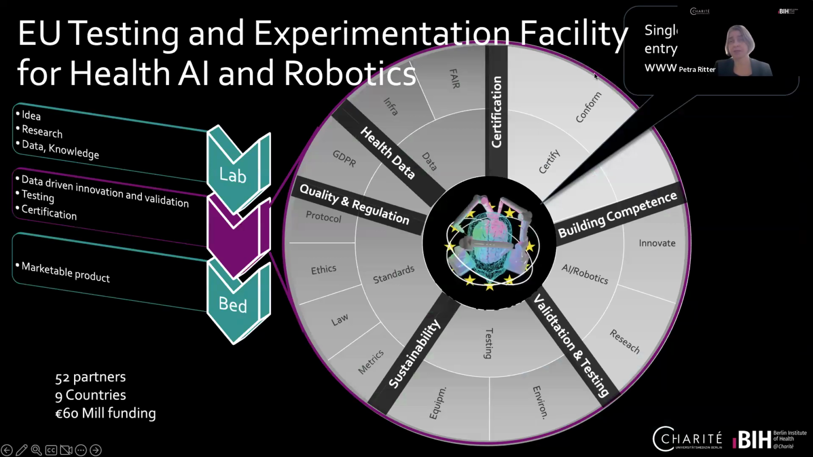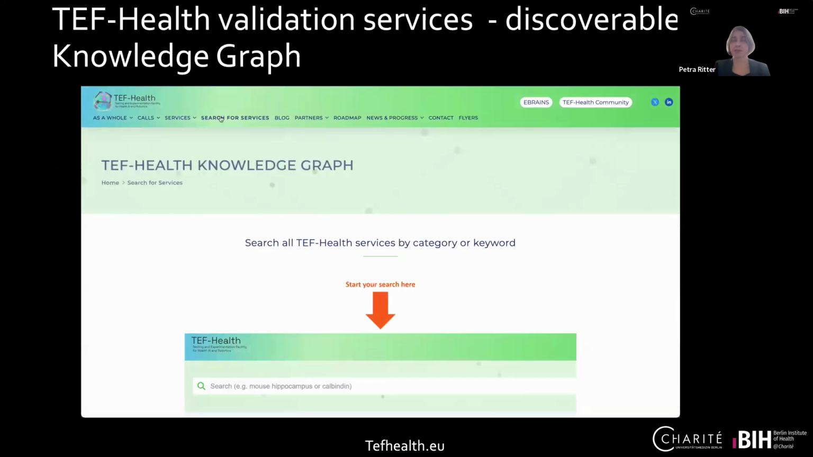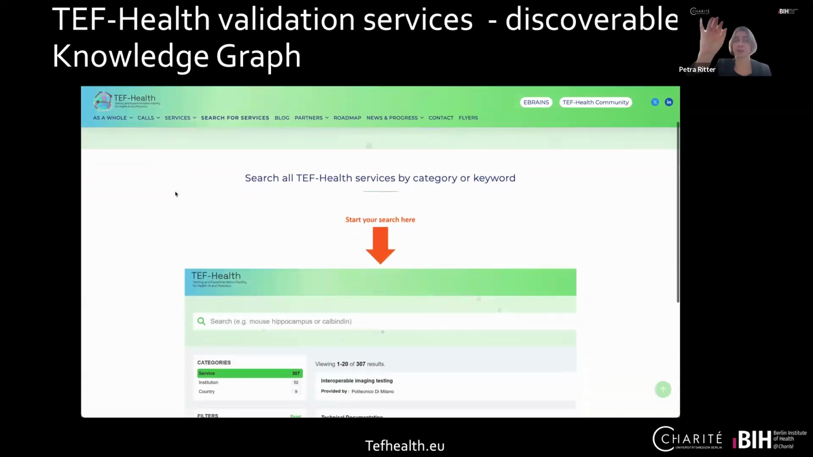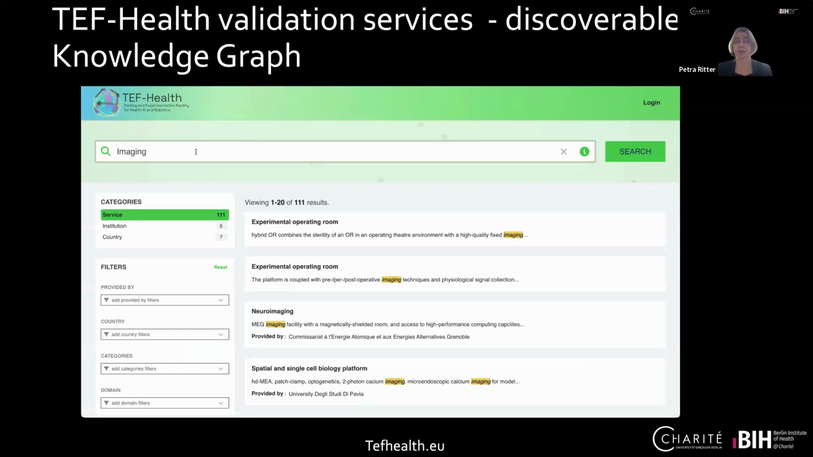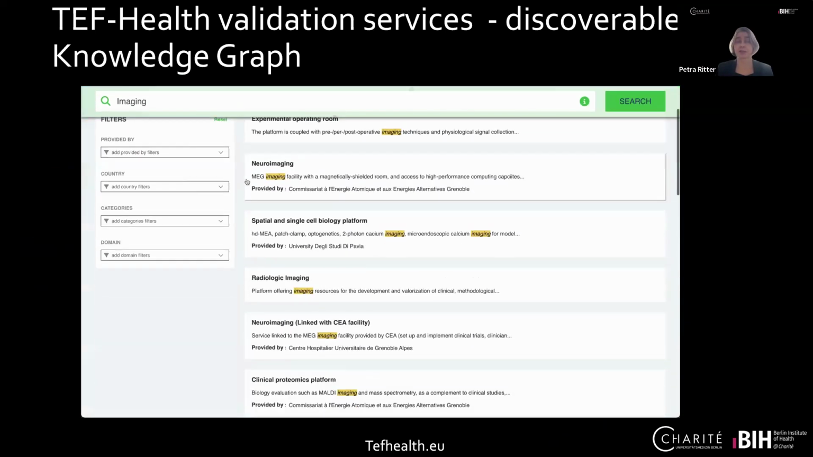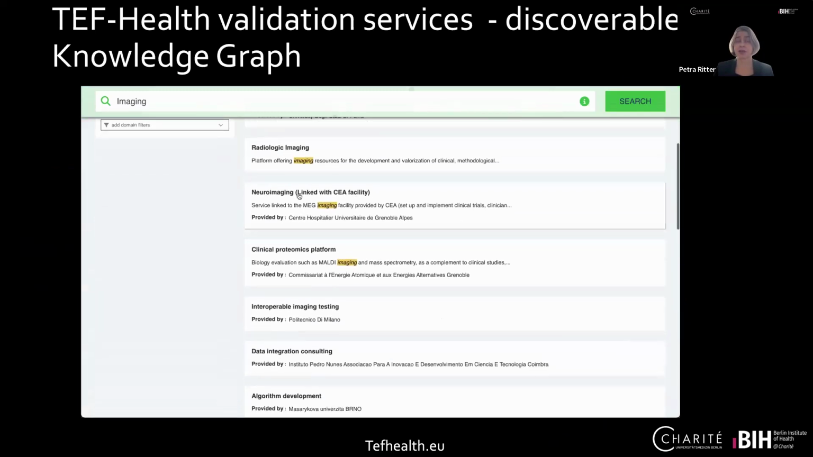This facility can be found under tefhealth.eu, and provides a single entry point for multiple services that provide technical and scientific support for testing and validation of such technologies. You will see that if you go to this website, you find a knowledge graph. There's a button at the top, search for services, and this knowledge graph has a multitude of services that are being offered, in particular to SMEs, startups, and the private sector to validate their technologies.